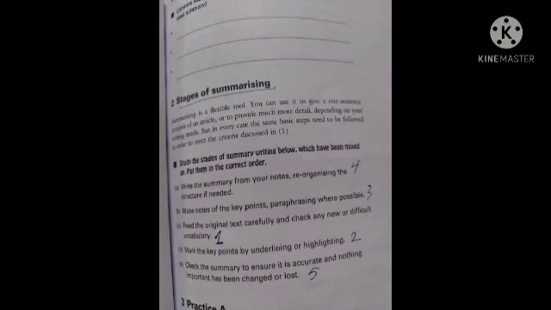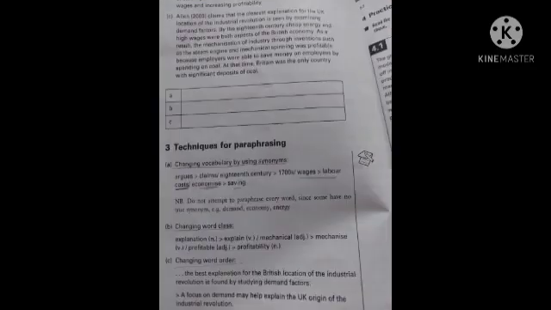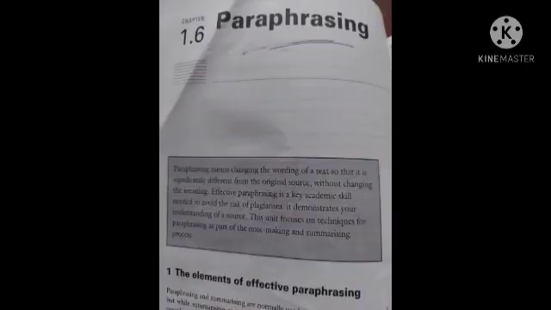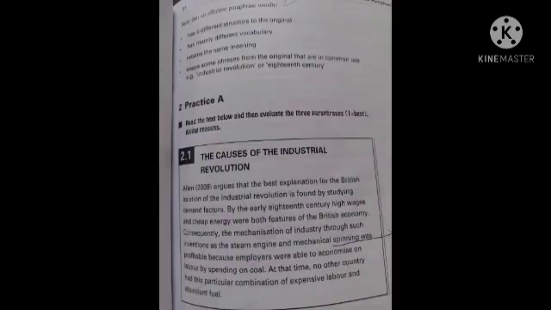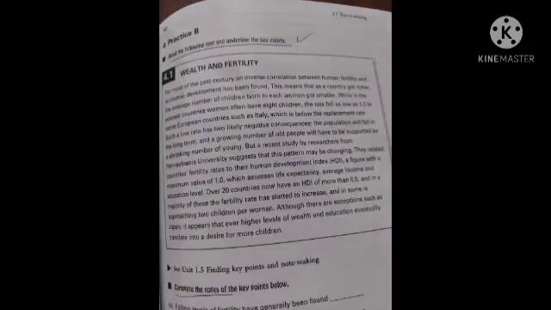We have two main topics to talk about. The first one is about paraphrasing and the second one is summarizing. As you know, paraphrasing means changing the wording of a text so that it's significantly different from the original source, without changing the meaning. This is the most important point. We should put it in our minds when we are about to paraphrase a topic.